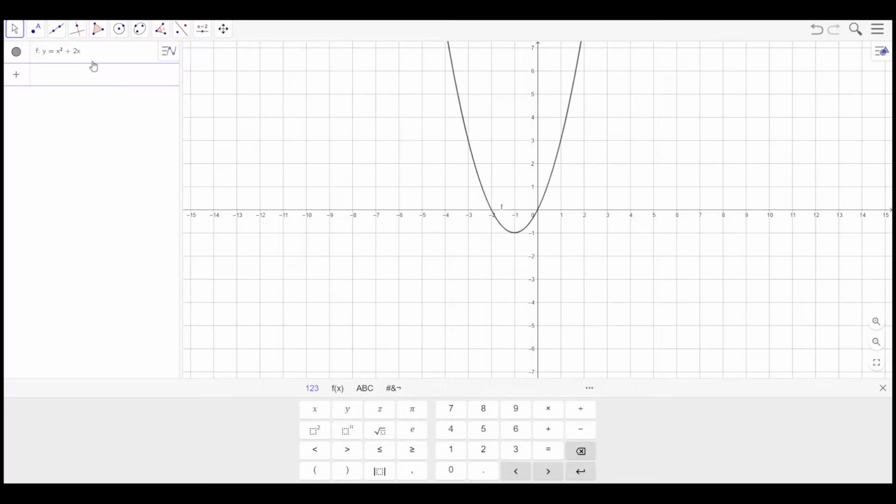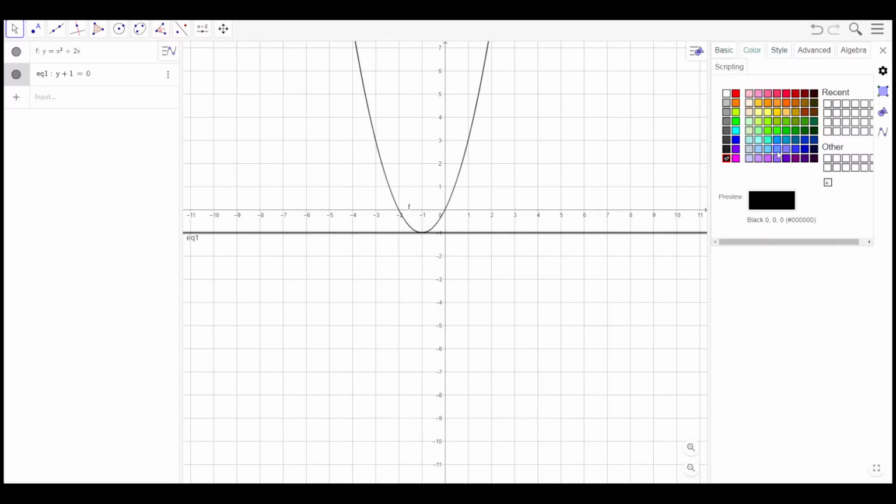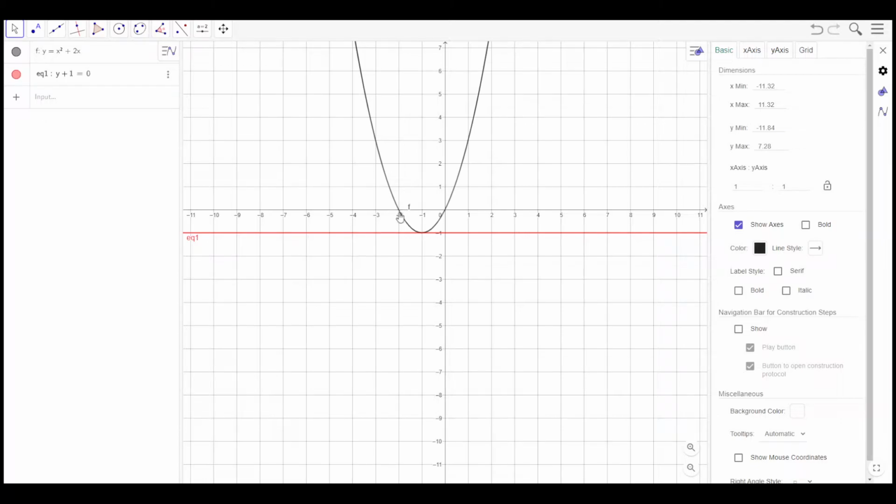So the point that I have, I can do two things. I can draw this graph to check what happens. Let me do that. So I will type y plus 1 equals to 0. And you see what happens, yes? So I can also change the color. I don't know why sometimes GeoGebra decides to change the color and sometimes not. Anyway, so this is what happens, yes?